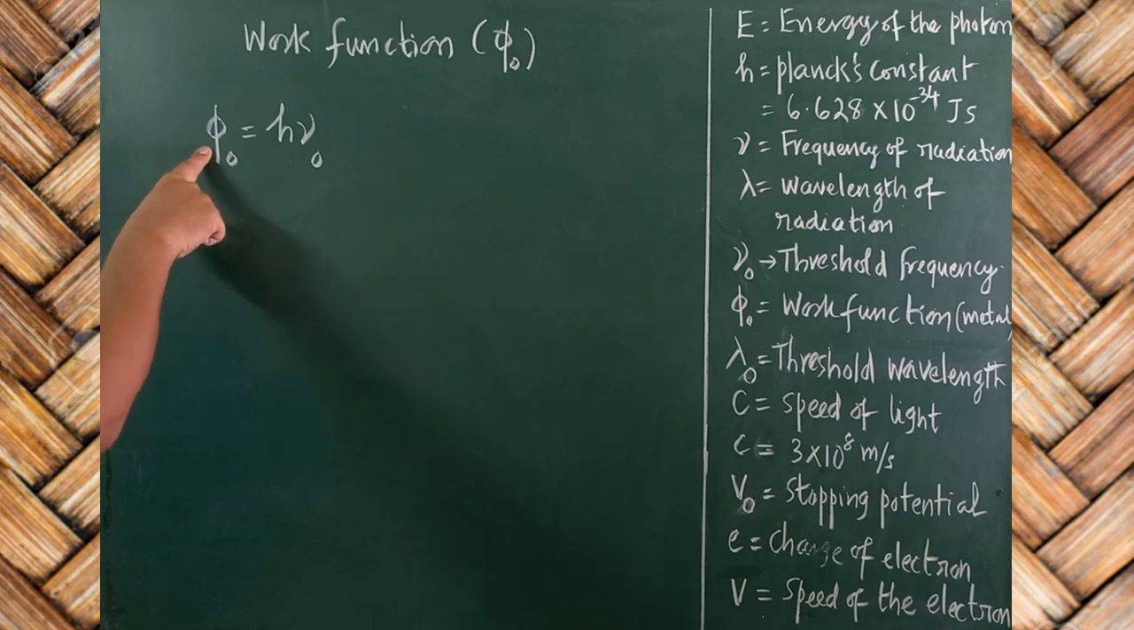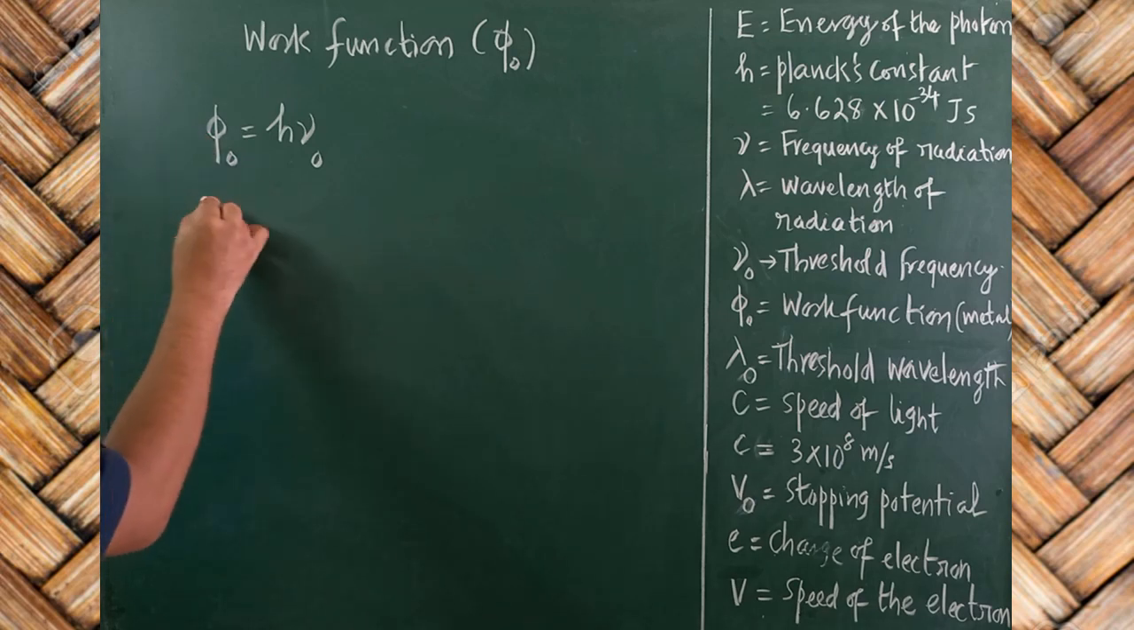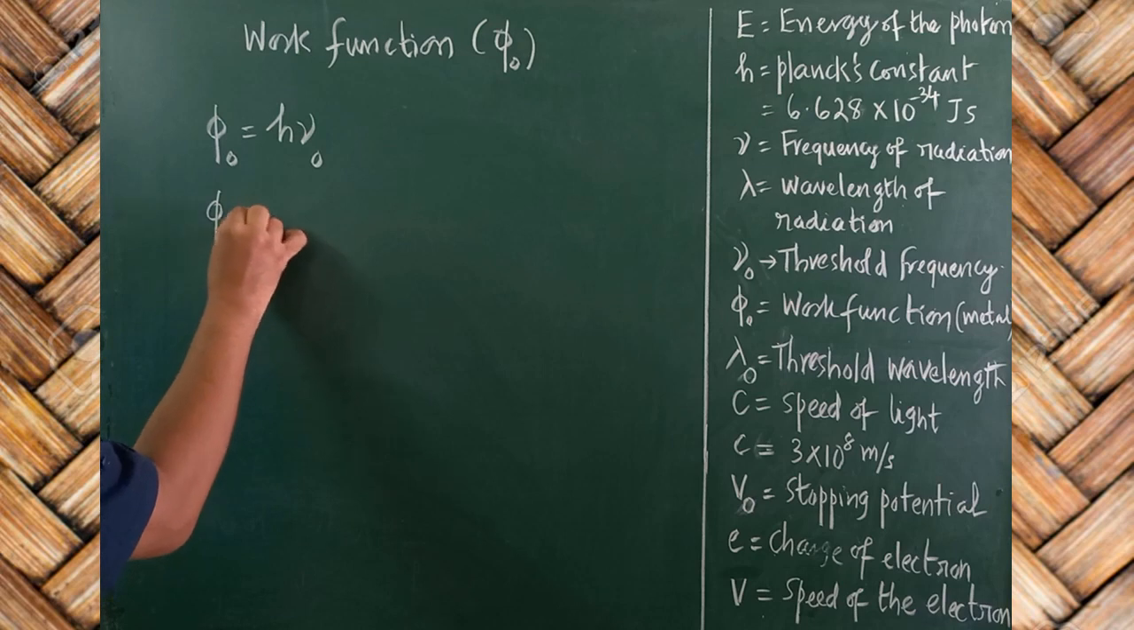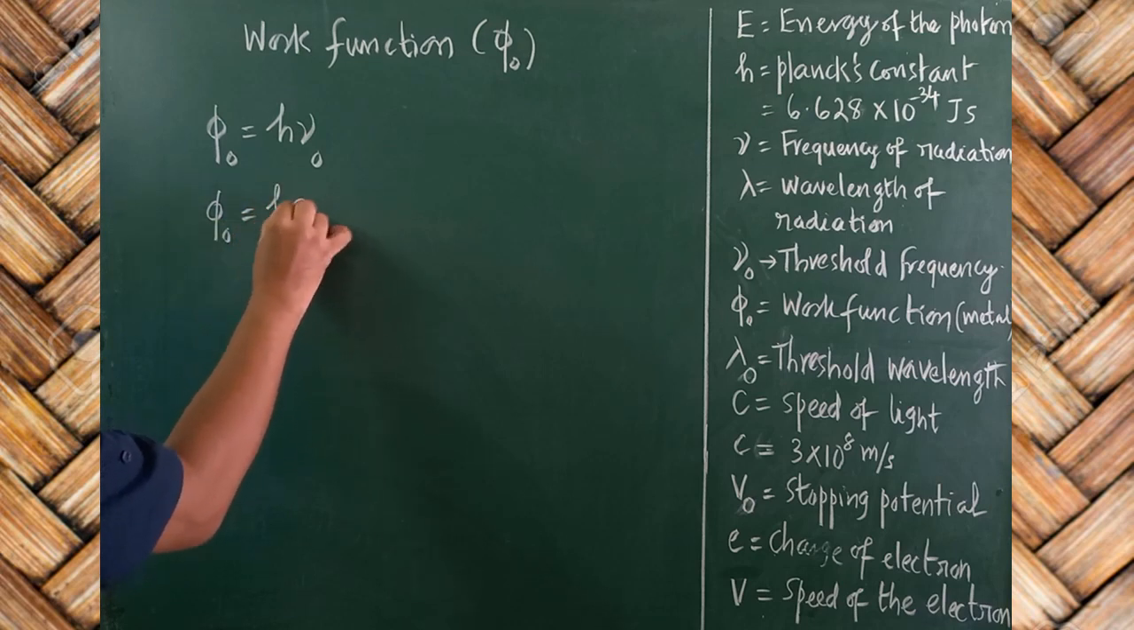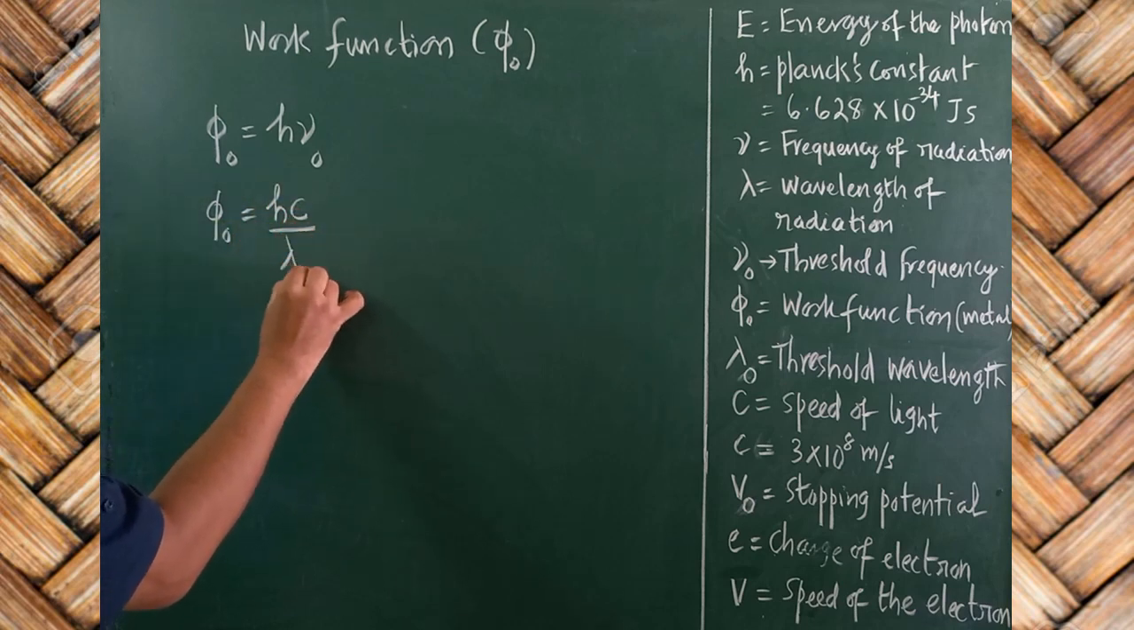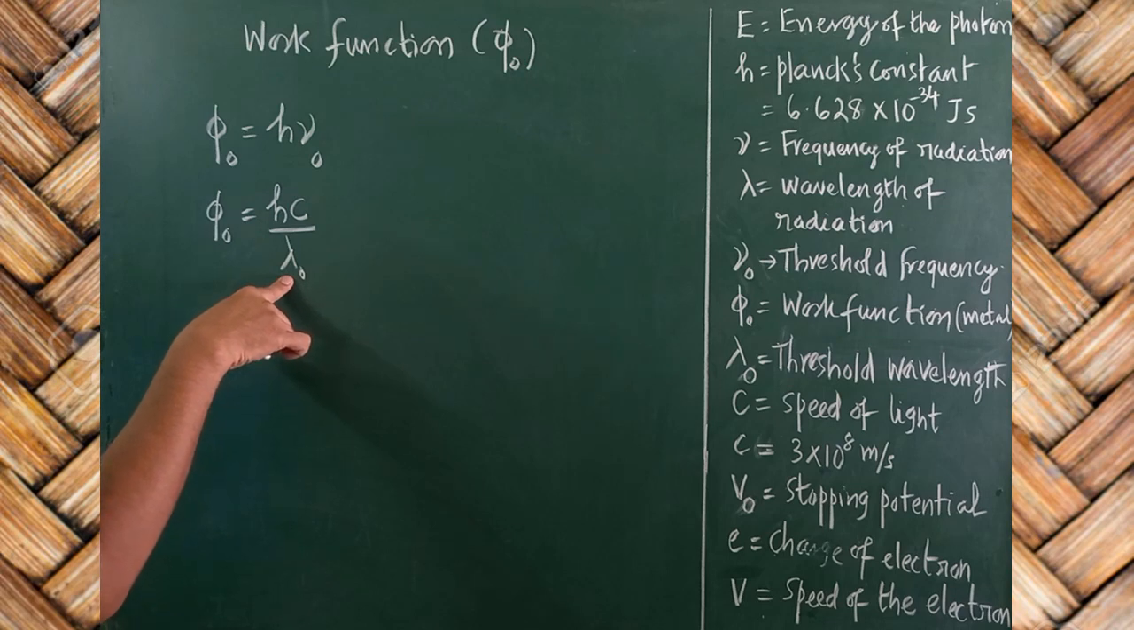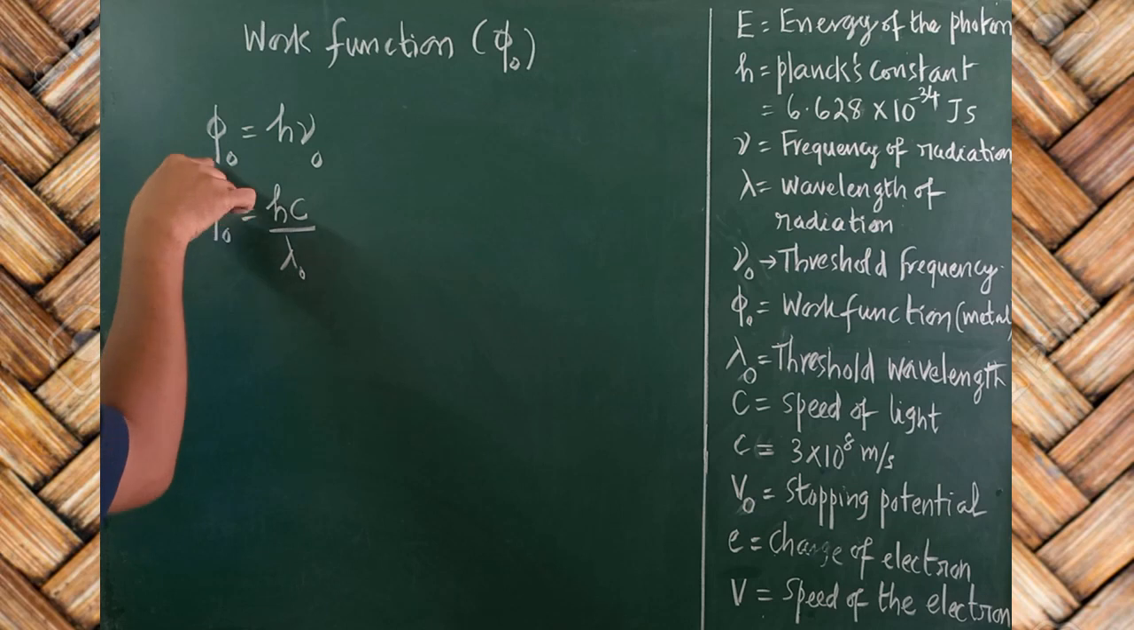we are able to calculate which one? Work function. Okay. So the next immediate formula is: work function can also be written as hc divided by lambda naught. Here lambda naught is called the threshold wavelength. Are you clear? Threshold wavelength. So know these two formulas.